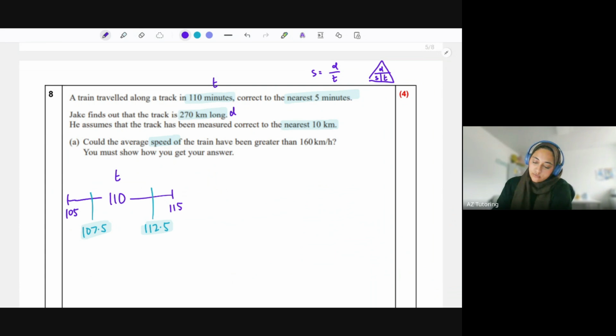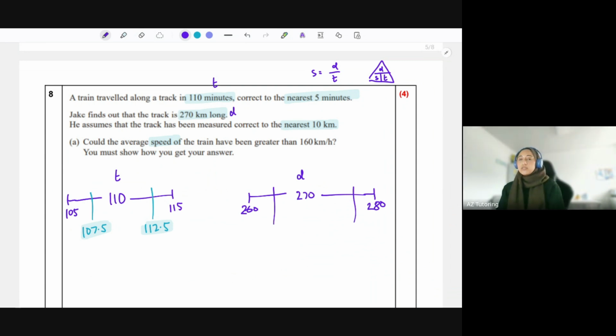Let's do the same for the distance now. We've got 270 kilometers to the nearest 10 kilometers. So adding 10, I get 280. Minusing 10, I get 260. In between both of these, so in between 260 and 270, that's 265. In between 270 and 280, that's 275. So there's my lower bound and my upper bound for distance.